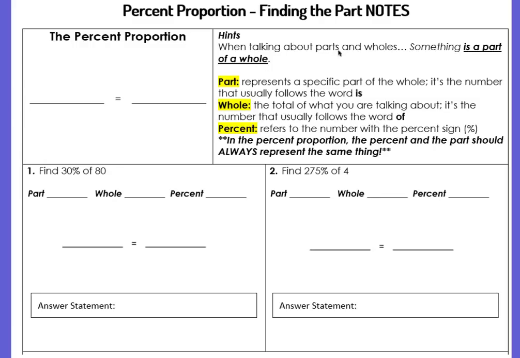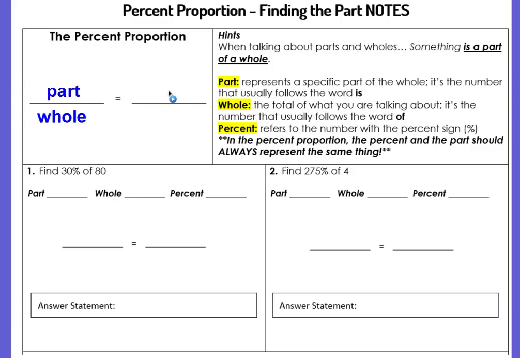All right, when talking about parts and wholes, remember something is a part of a whole. Like a fraction, it's a part to whole. Also ratios, we can have the part to whole ratio relationships. So the percent proportion is the part to the whole is going to be equal to, so this is the first part of the proportion, the first ratio. This is the part and the whole of whatever it is that you're talking about.